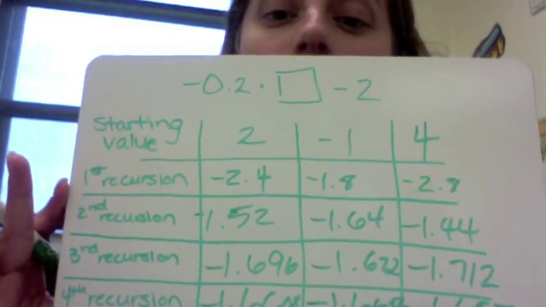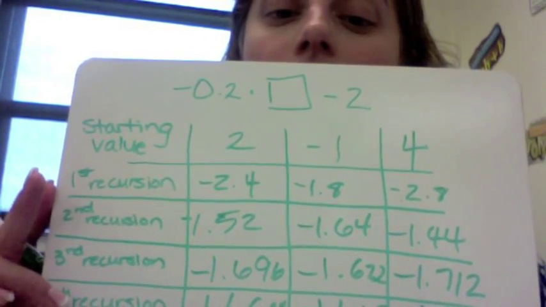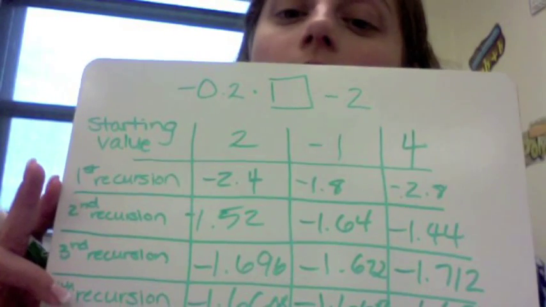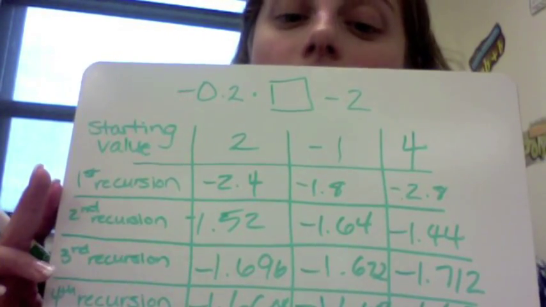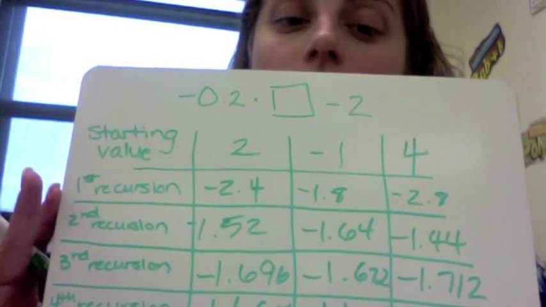Here is our completed table. Your table should look like this. Notice how I keep writing out my decimals. Please write them out at least into the thousandths with just 3 decimal places, because now you'll start to see a pattern as you get further and further out into the recursions.